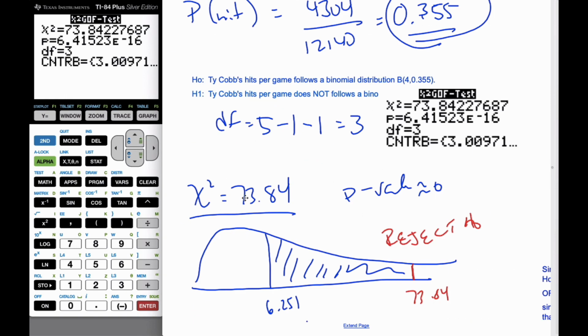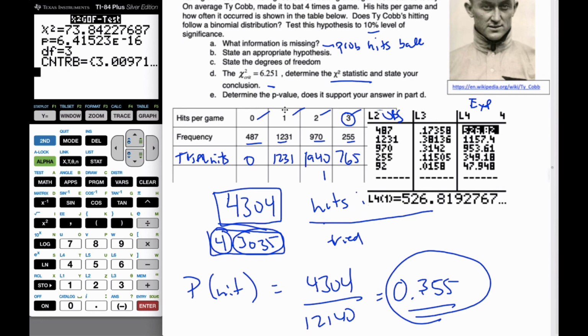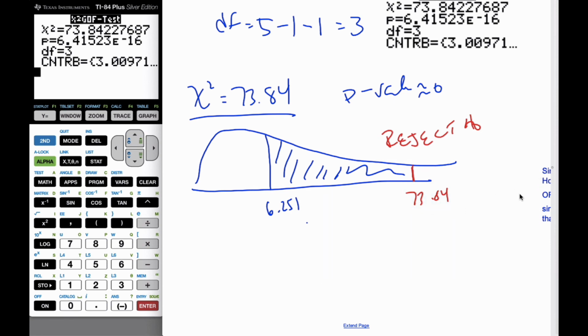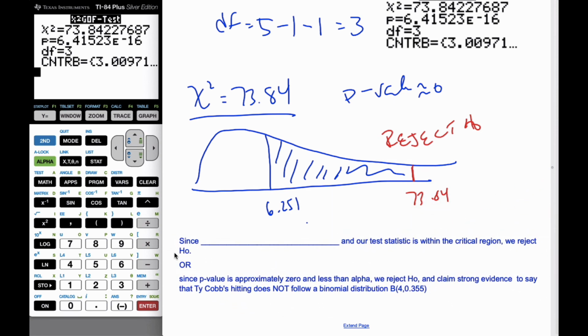And so I'm going to state my conclusion based upon my chi-squared statistic. It says I have to use my chi-squared statistic, and then it says determine the p-value afterwards. But here is my conclusion: since my chi-squared is bigger than the chi-squared critical value, then our test is within the critical region, we reject H0. Or I could say the p-value is approximately 0 and less than alpha. We reject H0 and claim strong evidence to say that Ty Cobb's hitting does not follow a binomial distribution.